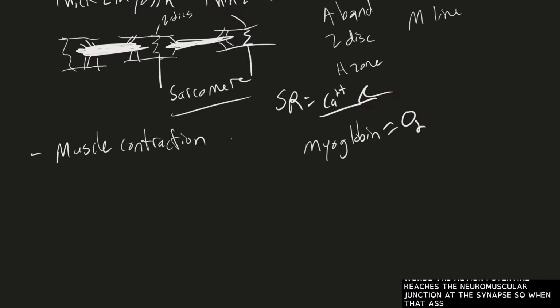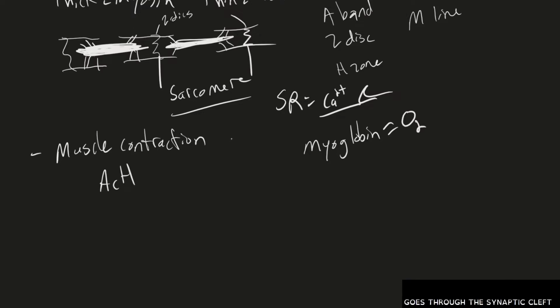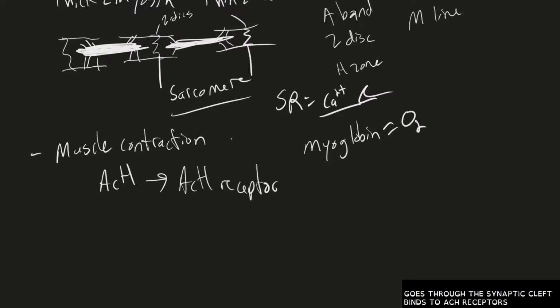So when that action potential reaches the synapse, calcium channels open at the presynaptic terminal end of the synapse. When calcium comes in, it causes vesicles filled with neurotransmitter to be released. That neurotransmitter is called acetylcholine, or ACH. Acetylcholine then goes through the synaptic cleft, binds to ACH receptors. ACH receptors then allow sodium to come in. So sodium then slowly comes in, causes end plate depolarization.